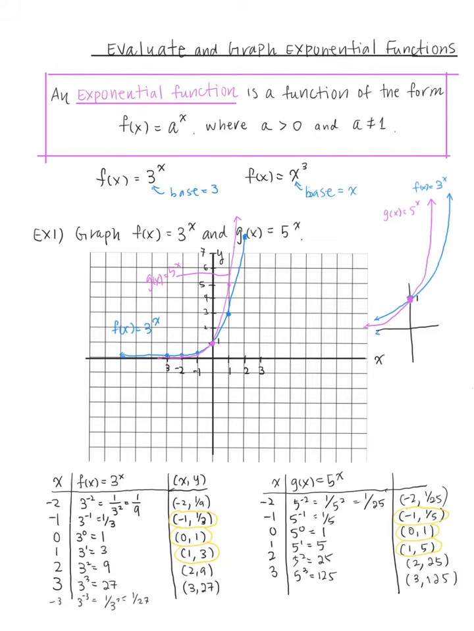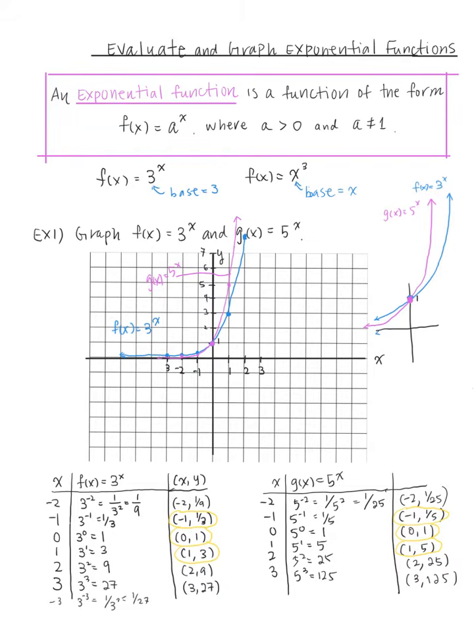Well, first of all, when x is 0, do you notice that our y value is always going to be 1? Because if we have base 6, 6 to the 0th power is 1. If you have a base 10, 10 to the 0th power is always going to be 1. So no matter what, when x equals 0, the corresponding y value is always going to be 1 for the exponential functions.